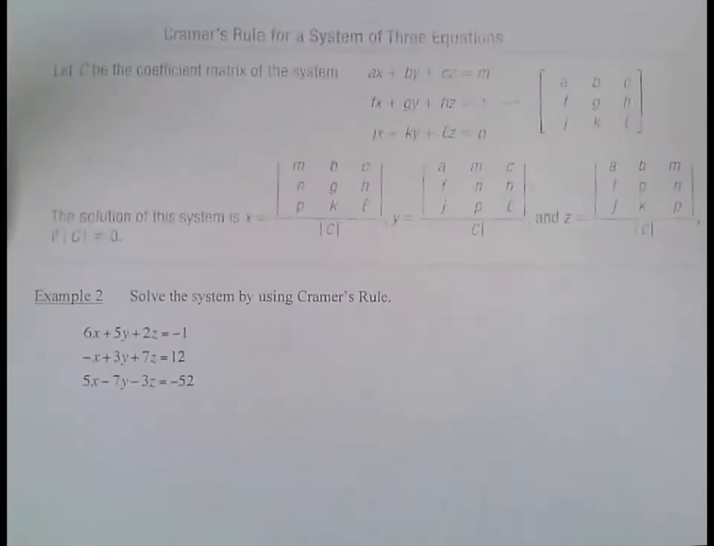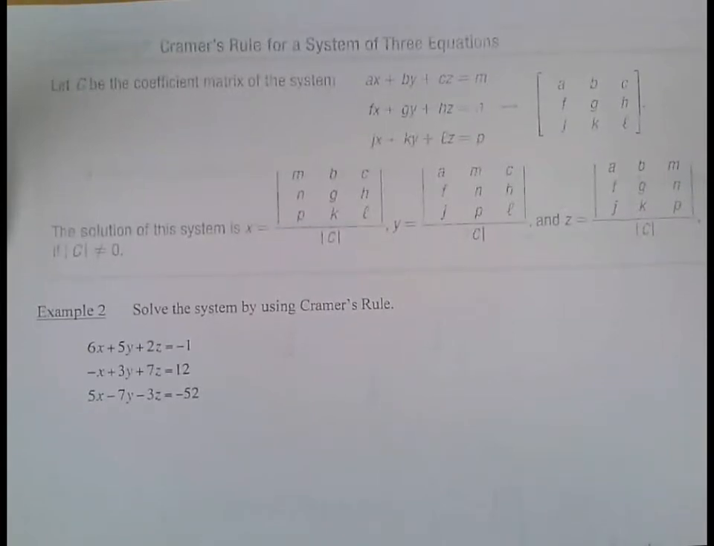Then I know some of you are working ahead, which is absolutely fine for example 2. Yes, so you have 3 by 3. But yes, Cramer's rule is the same. For Cramer's rule for a system of 3 equations, I want you to see that this is the same setup, same process, except you have 3 by 3 matrices instead of 2 by 2.